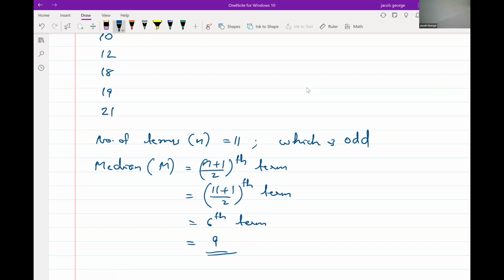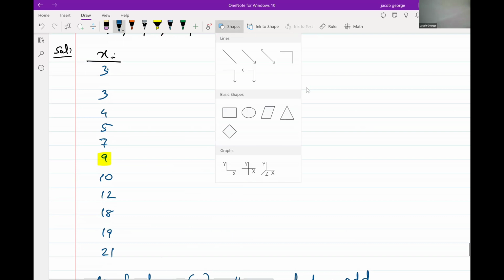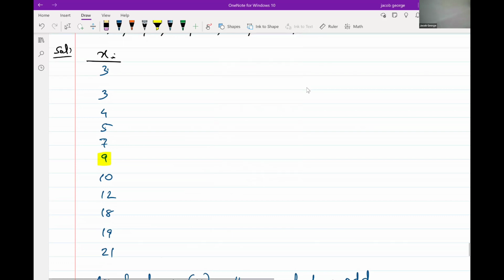Okay, so now on the right side, we do the calculation of modulus xi minus M. Here we do the calculation.